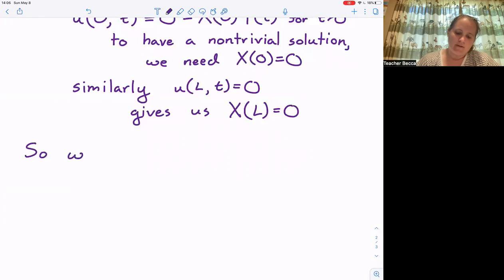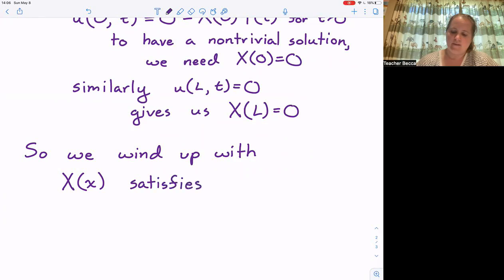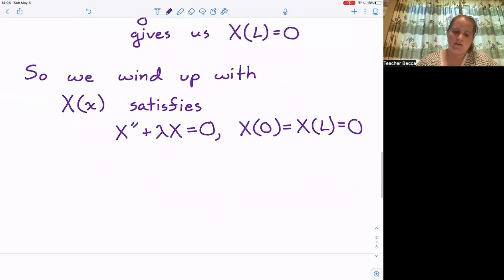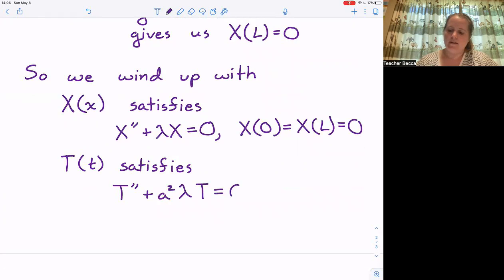So we wind up with capital X of x satisfying X double prime plus lambda X equals 0, with the boundary condition X of 0 equals X of L equals 0, and T of t satisfying T double prime plus a squared lambda T equals 0.